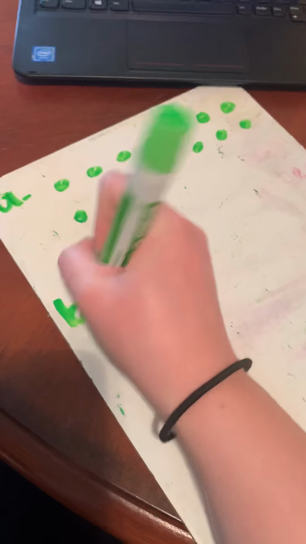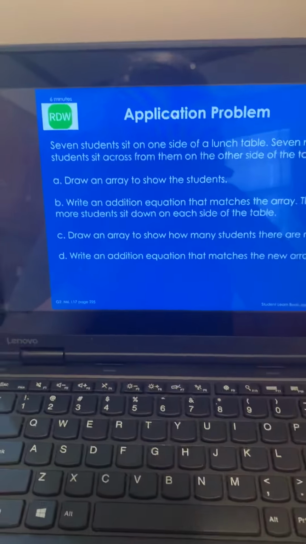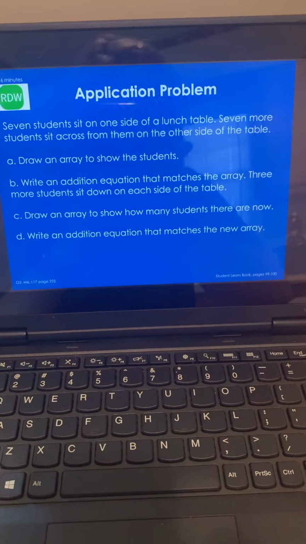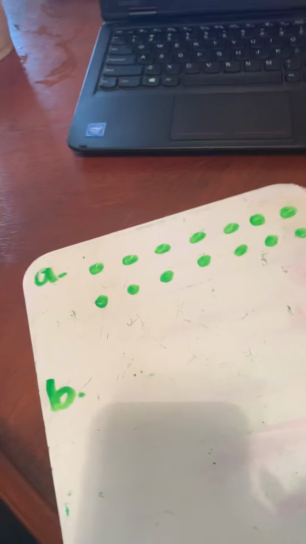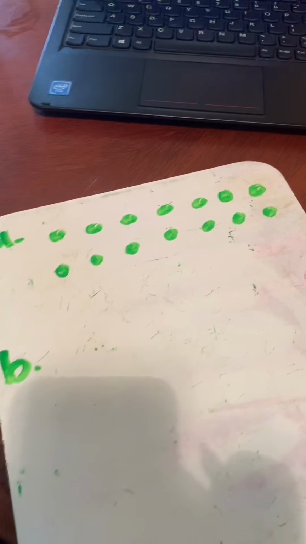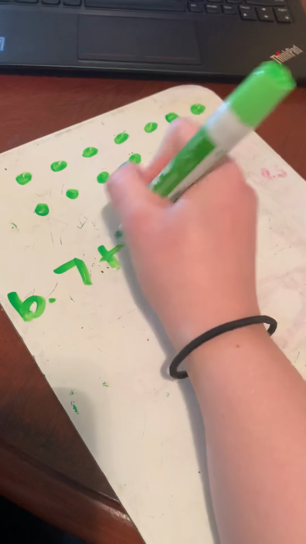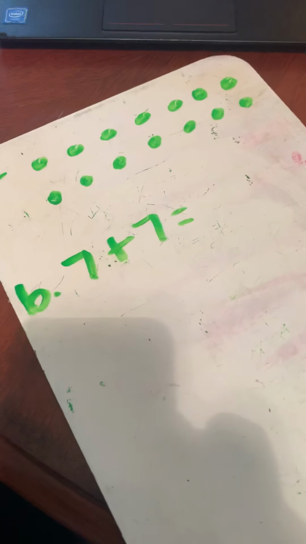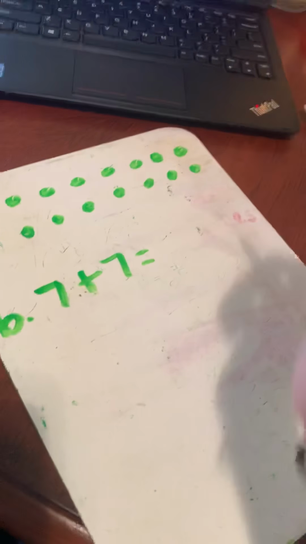All right, so for letter B in the word problem, it says, write an addition equation that matches the array. Okay, write an addition equation that matches the array. So we're mostly focusing on the rows here. And just a second ago, we discussed how there were 2 rows of 7, right? So 2 rows of 7. So I'm adding 7 twice. So 7 plus 7 would be my addition sentence to match the array. Okay, now tell me, what is 7 plus 7? 7 plus 7 is 14.